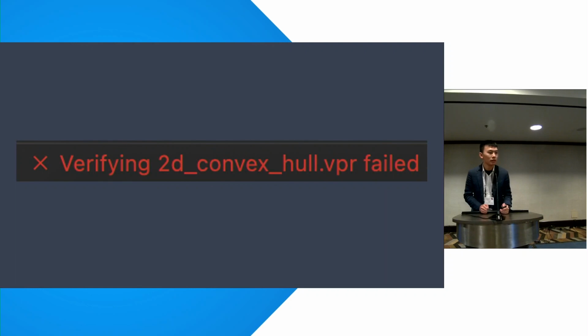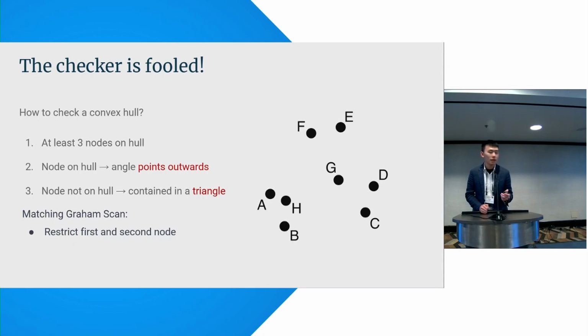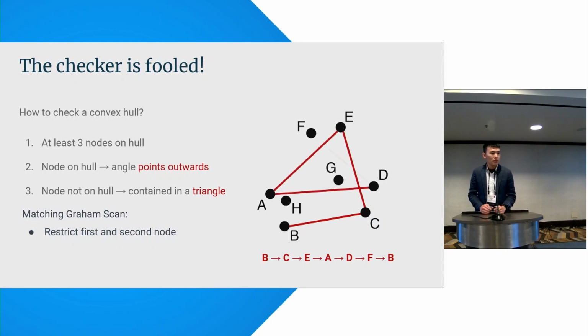Wait, the refinement didn't actually work? Wait, what's going on here? Well, apparently the refinement tells us that the checker can be fooled by something that will never be produced by Graham scan. Well, it doesn't tell us what it is, but it gives us enough hint for us to produce it. So what is it? B, C, E, A, D, F, B. What even is this thing?